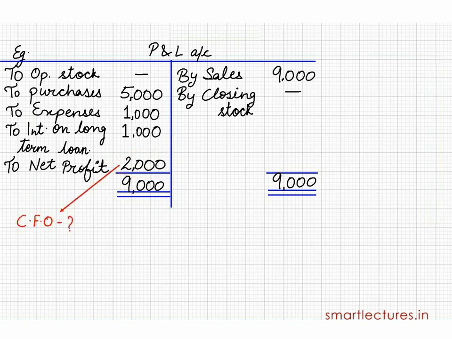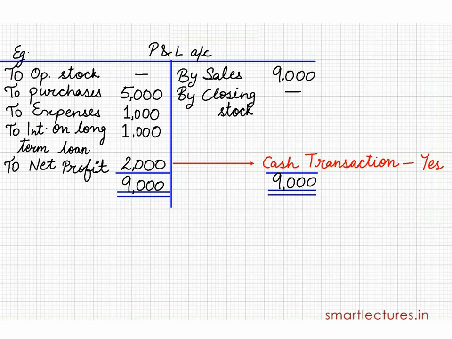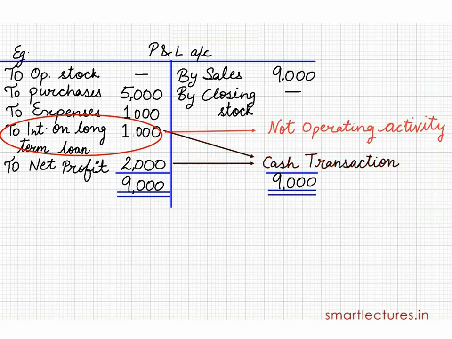Can you call it cash from operation? Is it on the basis of cash transactions? Yes, it is purely based upon cash transactions. But one problem is there. This firm has paid interest on a long-term loan. This is a cash transaction, but this is not an operating activity. I have already told you, interest paid on long-term loans or interest received from long-term investment are non-operating activities. So I want to remove the influence of this non-operating activity from this net profit.